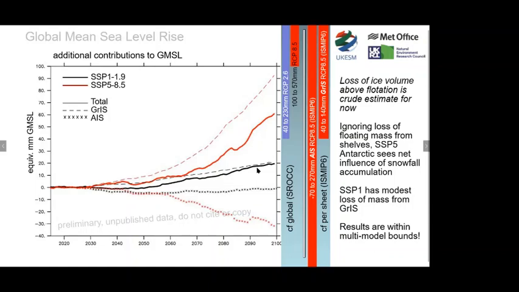So for SSP1, Antarctica doesn't really do much, but you're still adding about 2 centimeters onto global sea level rise just from Greenland surface melt, even at a pretty cool time. SSP5 8.5 has a lot more. Most of this is from Greenland, so this is the global total. Greenland adds about 9 centimeters on its own, but that big increase in snowfall over Antarctica actually pulls sea level down by a significant amount.